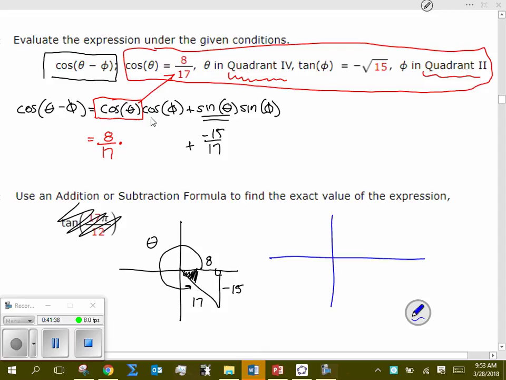Still got a problem because I don't know anything about phi right now. I don't know what those substitutions are going to be. But I've got information here that's going to allow me to do it. Phi is in quadrant 2.